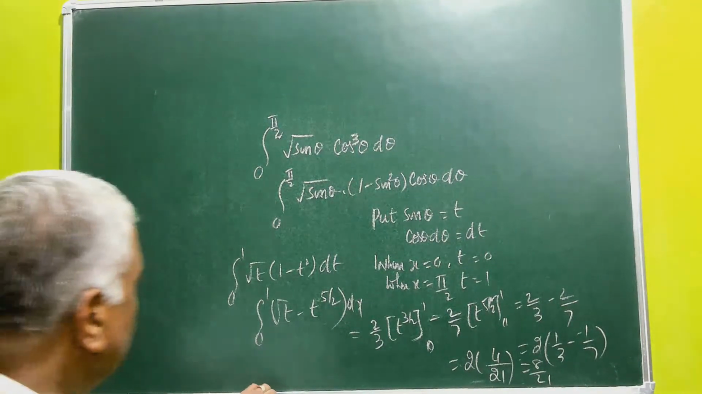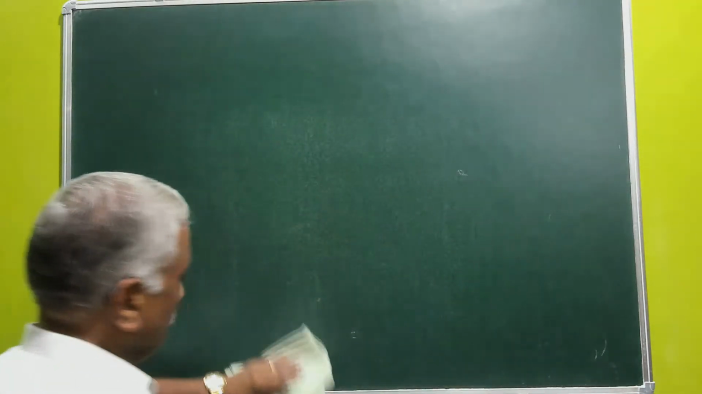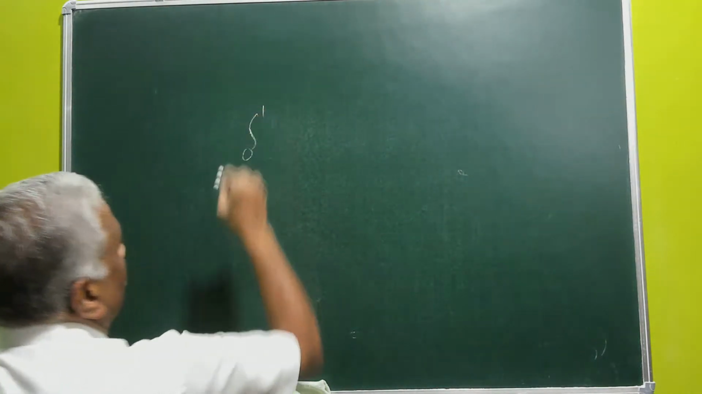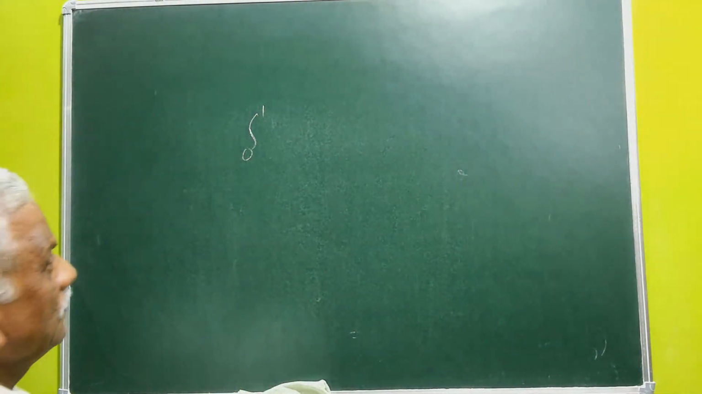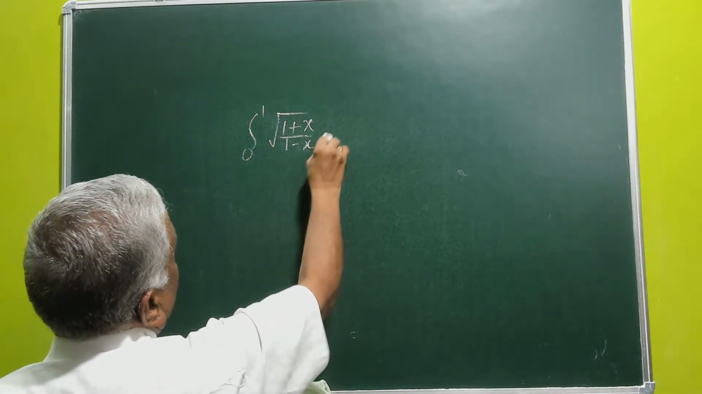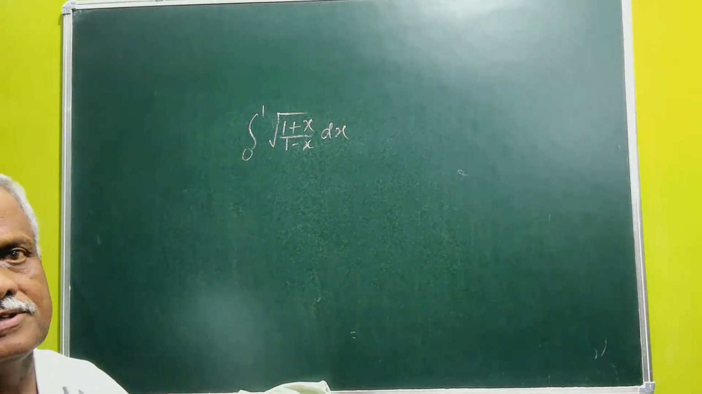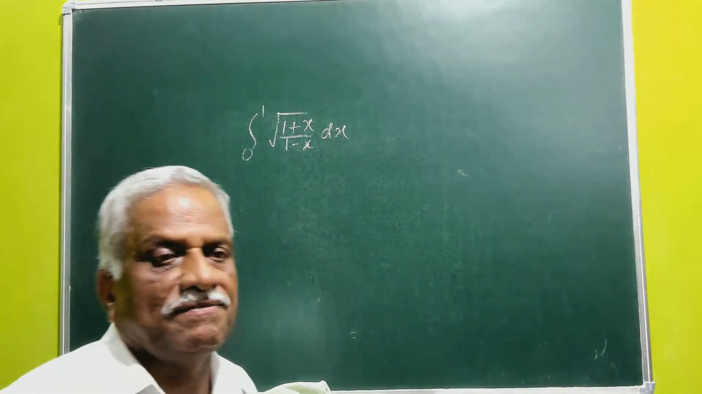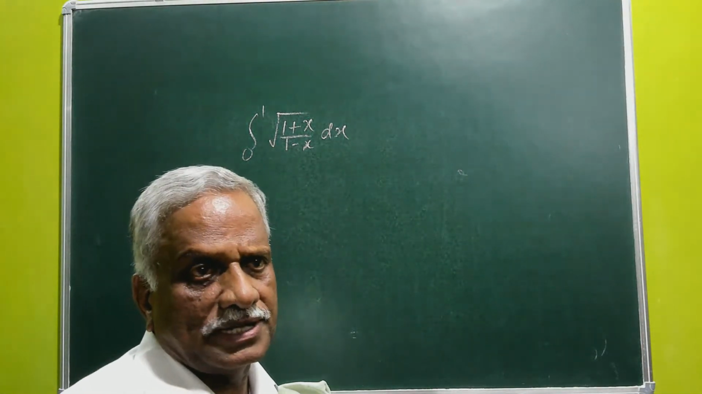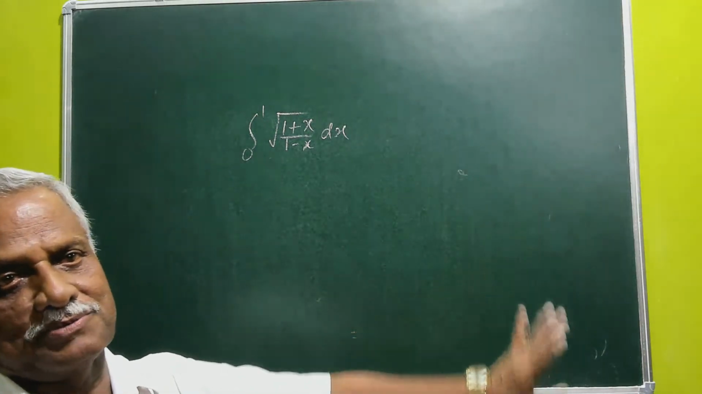The next problem. Integral 0 to 1 root of 1 plus x over 1 minus x. Now here, this is a standard problem, and we would have worked this in the class, and there is no other method. You have got to write some of these steps at least.